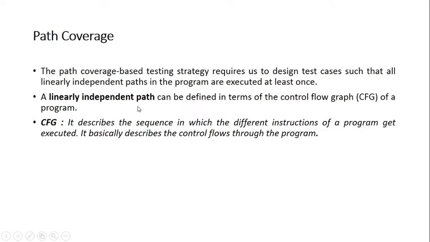So what do you mean by a linearly independent path? A linearly independent path can be defined as a path where at least one new node or edge is introduced in the control flow graph. Right? Where do we identify this? We make a control flow graph. In the control flow graph, we identify linearly independent paths. A linearly independent path is a path where we have at least one new node or an edge introduced in that path. Right? Now, what is this control flow graph? It's simply a graph where the control switches from one node to another until the destination is reached.